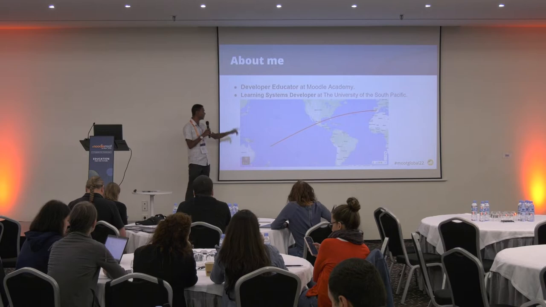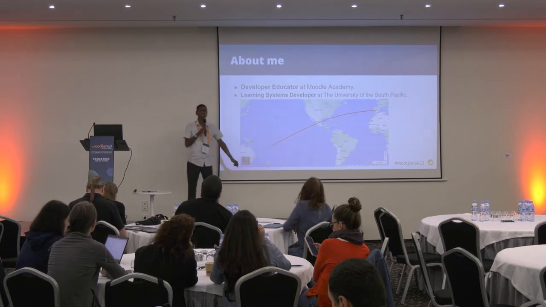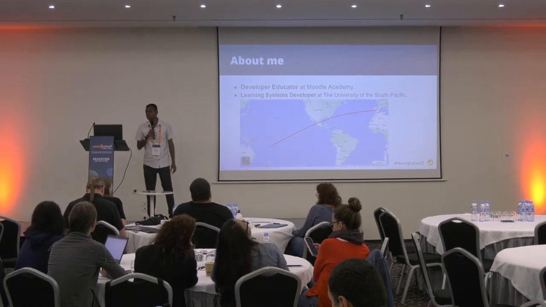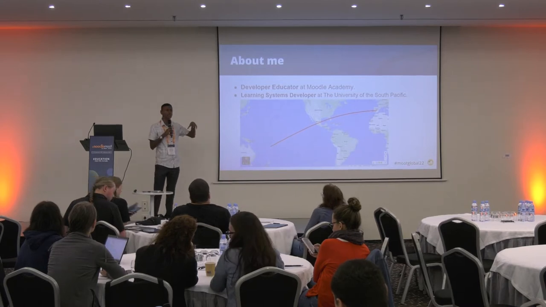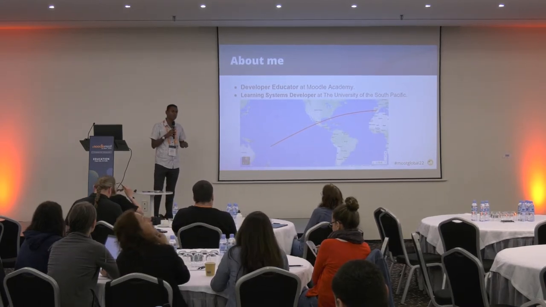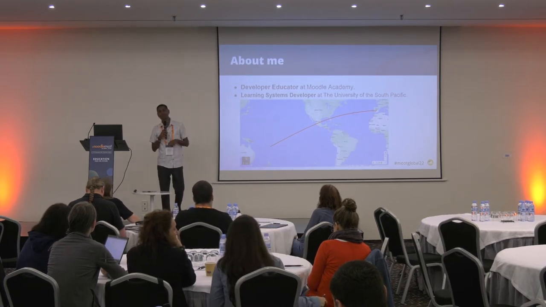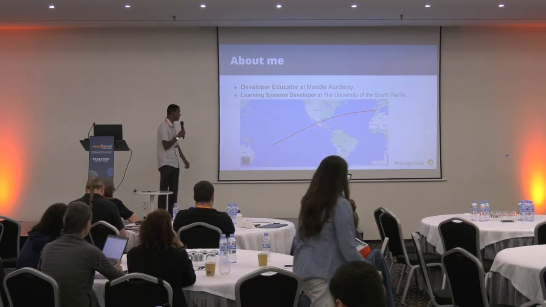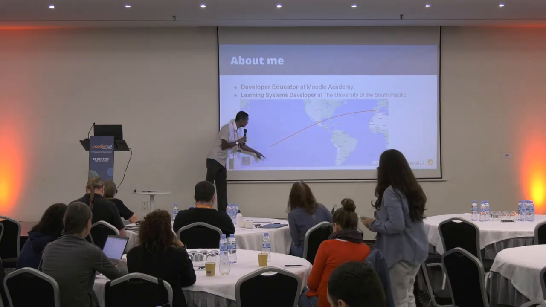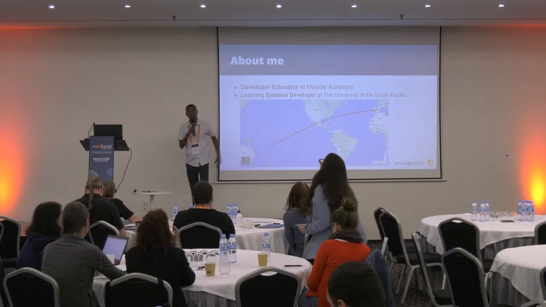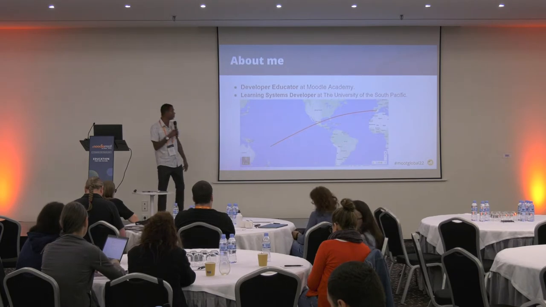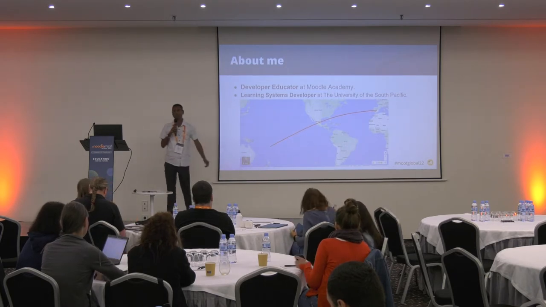So you don't really see it on the map, but this is where Fiji is. The University of the South Pacific is a small university that is owned by 12 other Pacific island countries. In this blue area here, there are about 14 or 15 different countries, and of them, 12 form the University of the South Pacific.